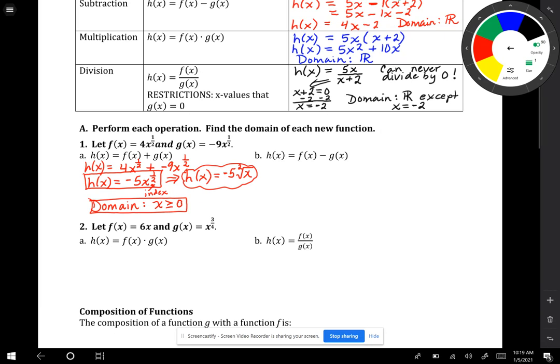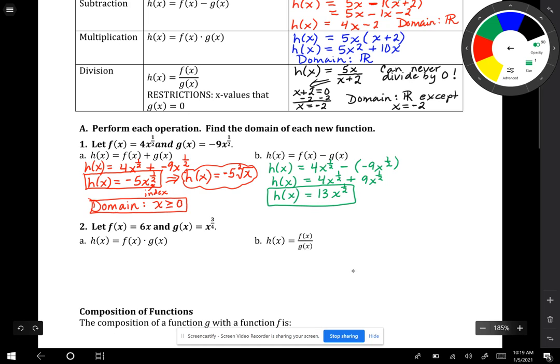Next one, we're going to subtract. So h of x equals 4x to the 1/2 minus -9x to the 1/2. And that becomes 4x to the 1/2 plus 9x to the 1/2. And that is 13x to the 1/2. We are just interested in the numbers in front, as long as the base and exponent are the same. So box up your answer, but write it as a radical.